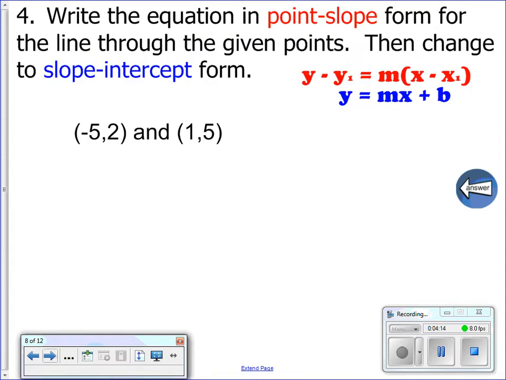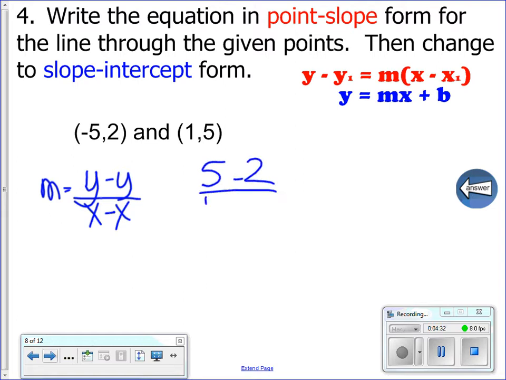Let's try it if we're given 2 points. So the first thing I have to do is find the slope. So if I'm finding the slope, remember that m is equal to y2 minus y1 over x2 minus x1. So I'll substitute 5 minus 2 over 1 minus negative 5, and that gets me 3 over 6, which I simplified to 1/2. So my slope is 1/2.